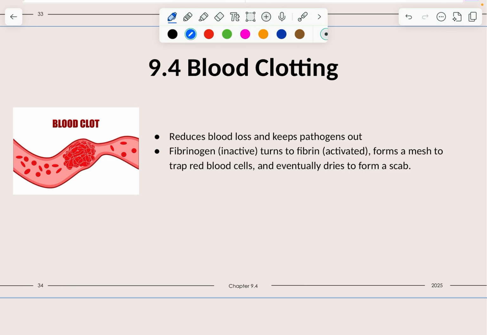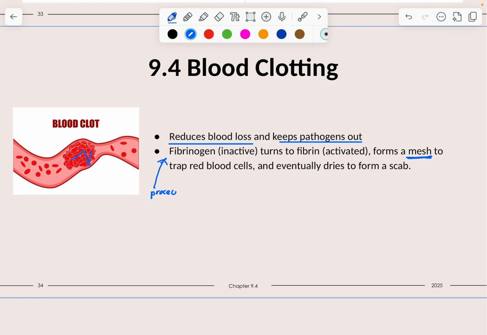Last one, blood clotting. I'm sure you know that when you bleed, blood has to stop coming out, because if you lose too much blood, it's a dangerous sign in your body. So the whole purpose of the blood clot is to reduce blood flow and to keep pathogens out. So what's the process? You need to know the process of it. It converts fibrinogen to fibrin. Then it forms a mesh. So you can see these tiny strings here.